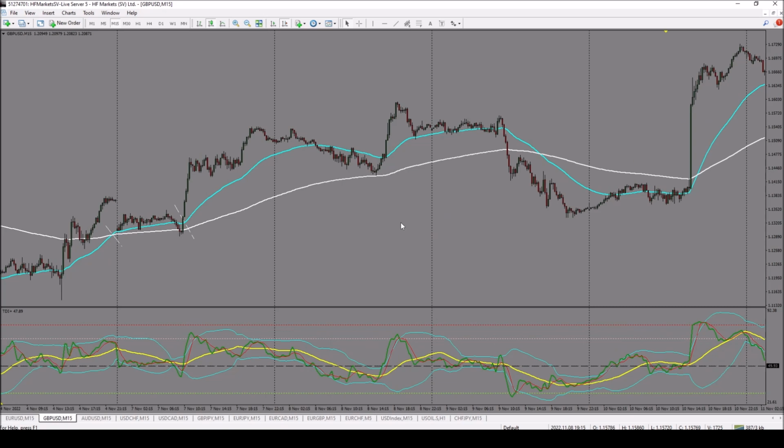So we are looking to be getting a 2:1 or 3:1 reward to risk ratio whenever we get in, and our stop loss should always be below structure.